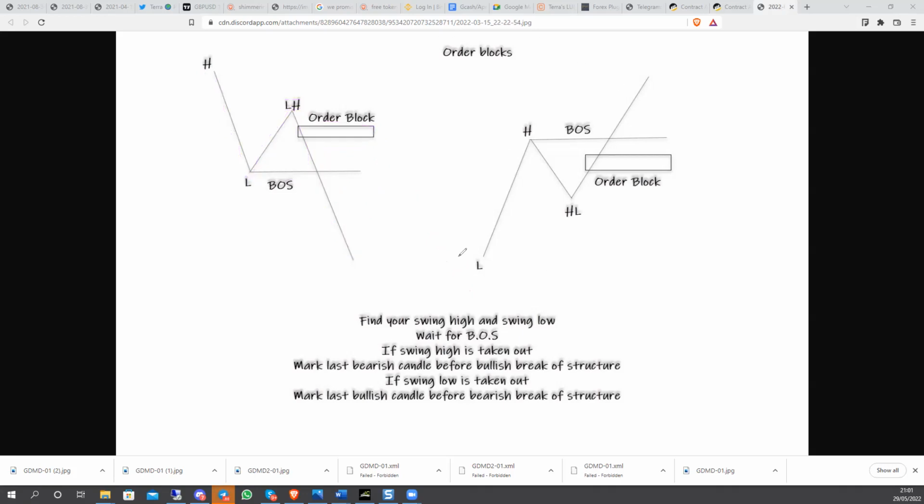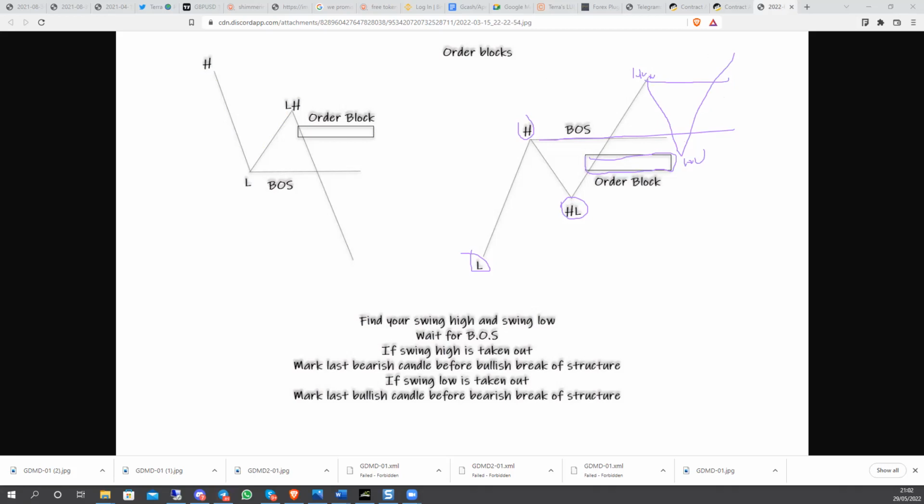And for the bullish, we have a low that created a high. Then we had a higher low. And then when this high that created this low is taken out with break of structure, we mark the last down candle before this bullish break of structure, and then we hope price will come back to here and carry on. So this would then become a higher low, higher high, etc. And then that gets taken out.